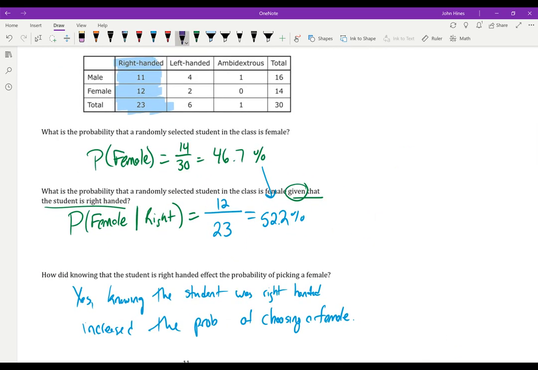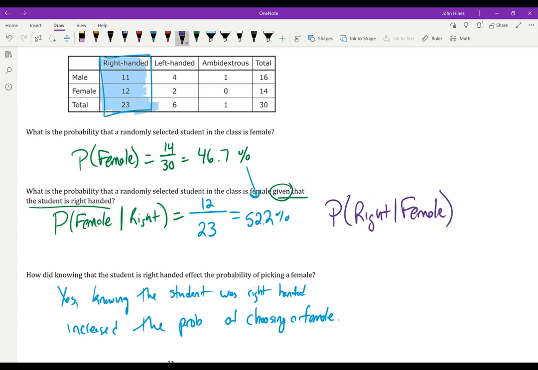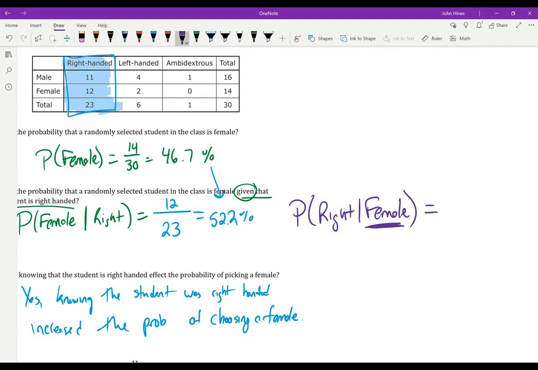Just as a quick little side note, how is this different? The probability of right given female. It looks very similar, but it's actually a completely different probability. Here, you're looking at your universe shrunk to these 23 men and women, and you want to know the probability of picking a woman out of that group. Over here, though, what's your universe shrinking to? What are you given? You're given they're female. So my universe shrinks to that row.